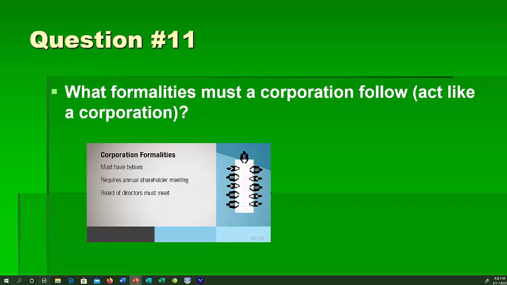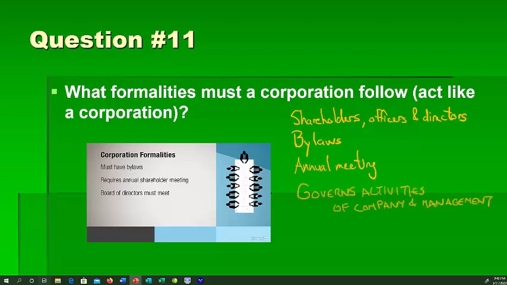And the board of directors has to meet. Now, sometimes that can be quarterly, sometimes that can be monthly, sometimes it can be once a year. These things have to happen even if there is only one person who's wearing all the hats. So shareholders, officers, and directors, bylaws, annual meetings, all govern the activities of the company and the management, and by doing this, it maintains a shield against liability.